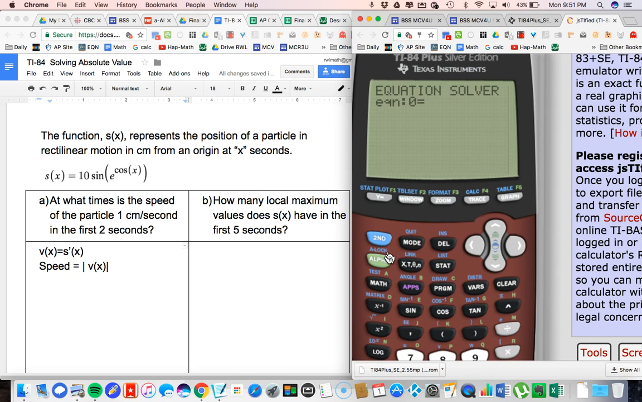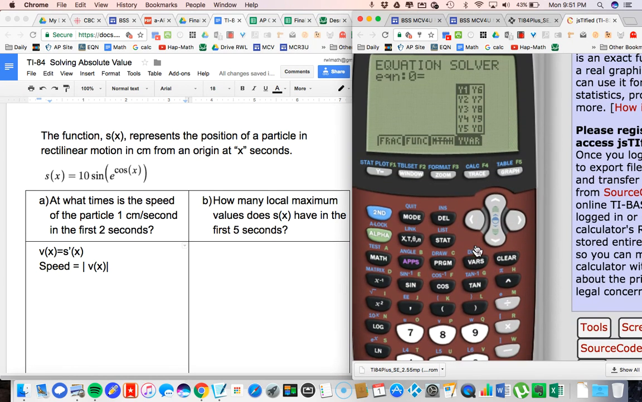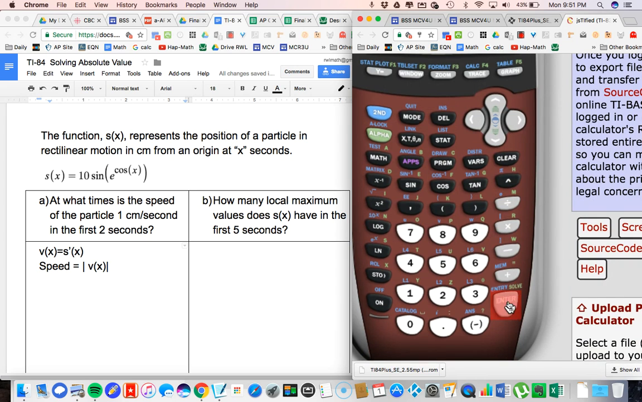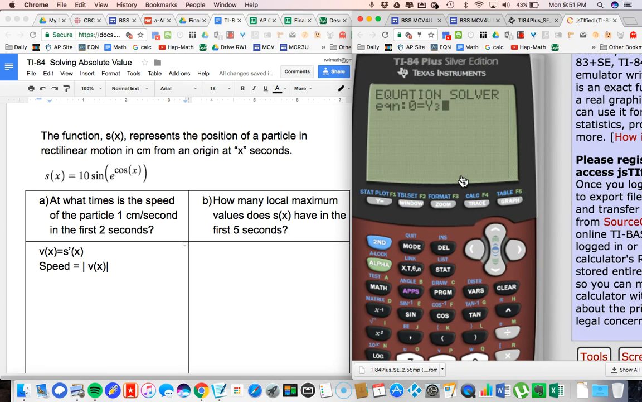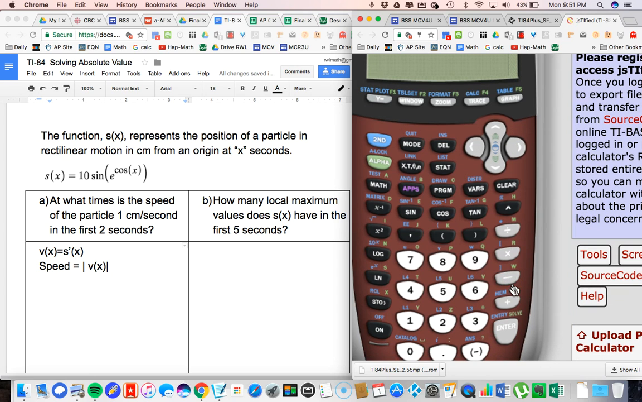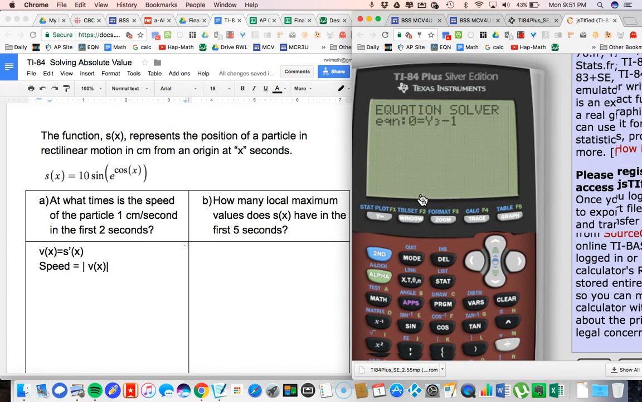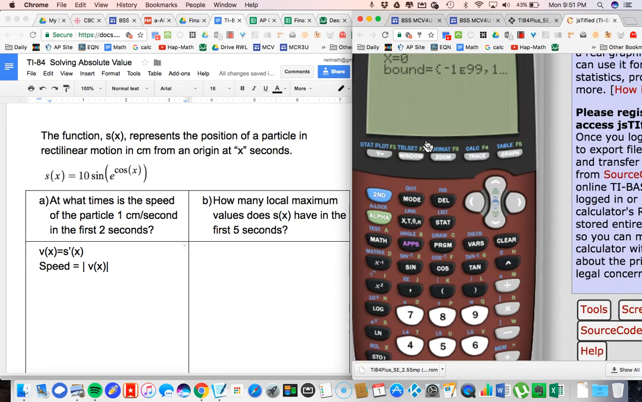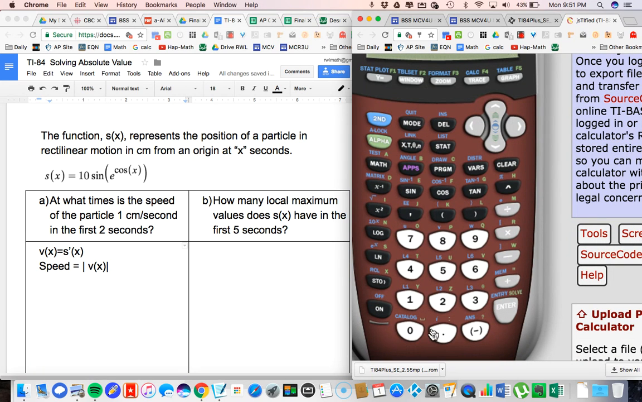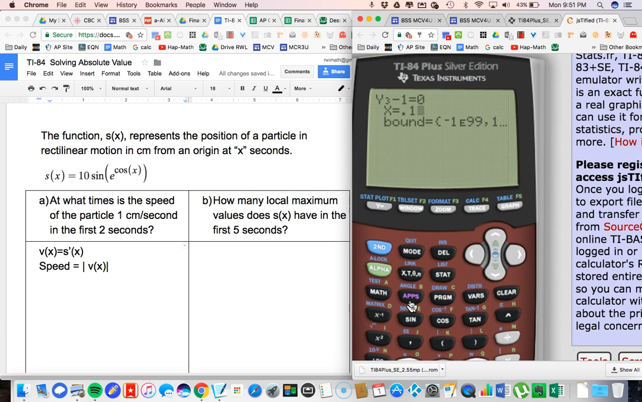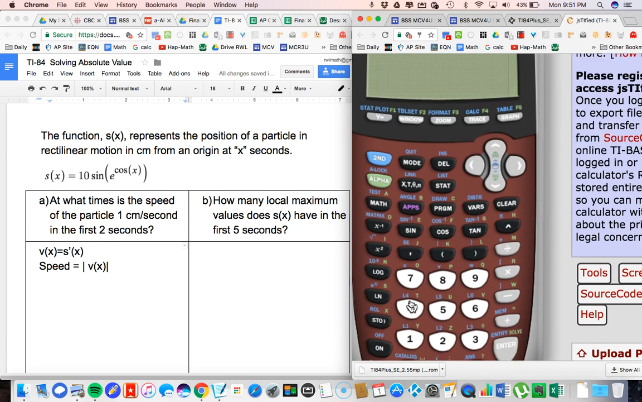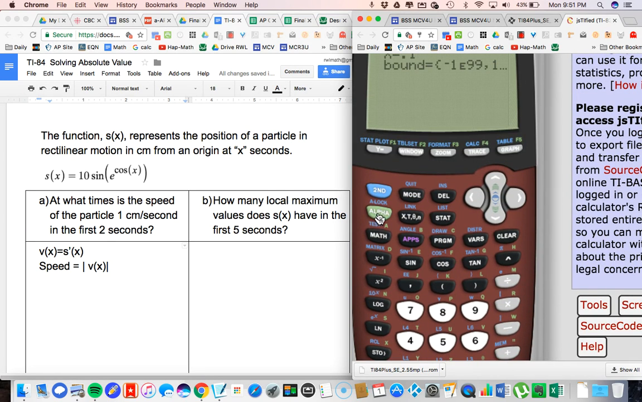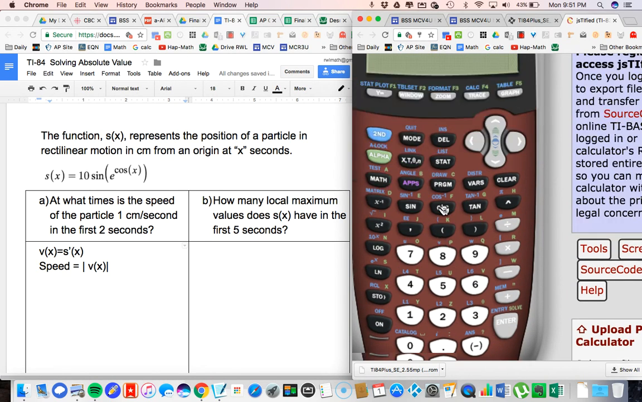In other words, alpha, check that one, I can go across to Y variables, and I can go down to Y3. So instead of saying Y3 equals 1, I can do Y3 minus 1 equals 0. Hit enter. And then I need to make my first guess, which we said was about 0.1. And then all I have to do is hit alpha, solve, which is alpha, and then the enter button.